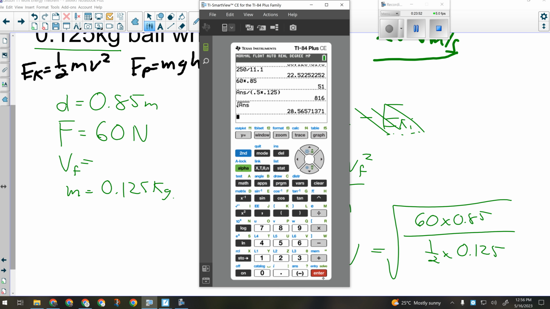Is there a difference between questions? Like, is there a difference between vector and scalar? In this case, it asked how fast, so it was only asking for speed. And we don't care so much about direction when we're dealing with energy, because energy is scalar. Yeah, so that's a good question. So vectors are less important.